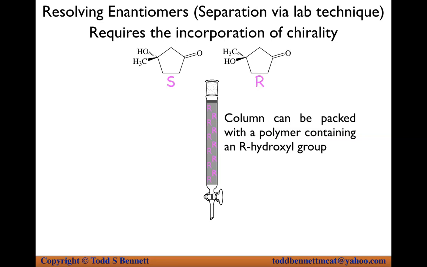So typically, R binds S and S binds R. So if I have an R column, a column that has R groups all over it, this R will pass through quickly, but this S will start sticking to it and go more slowly. So when I put the R and S down an R column, you're going to find that the R comes off first. So this one elutes first, less affinity, and then the S one elutes second. So it's a neat technique for separating. So hopefully that makes sense. And the hand clasping thing really is a powerful way to look at it.